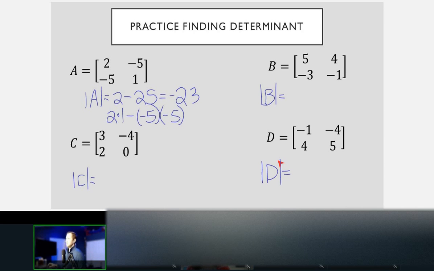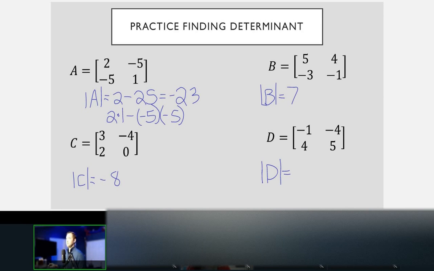All right. What's the answer to the determinant of B? 7? Okay. All right. What's the determinant of C? You got a -8, more -8s. So a lot of you put -8s.